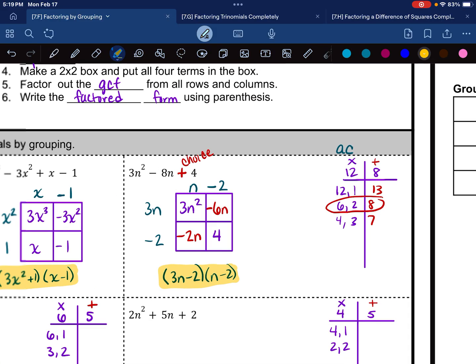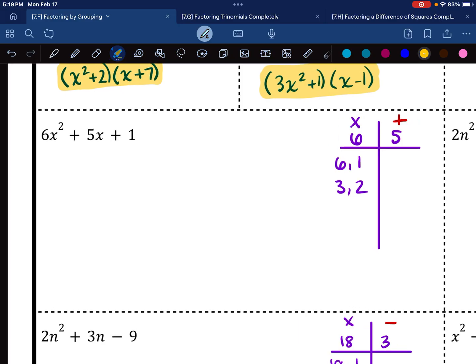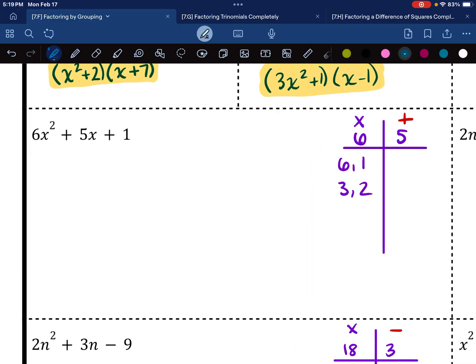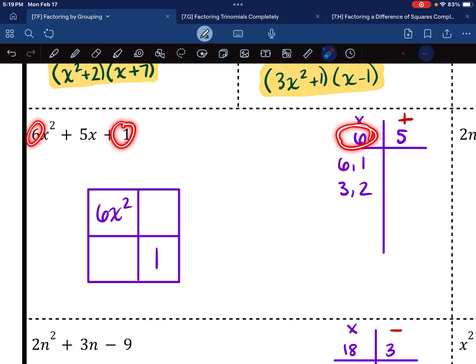A lot of you guys probably can do this pretty implicitly. Like by that third example, this is probably pretty simple for you. Hopefully at some point you can pause this video and try it on your own. See if you can do it, you know what I mean? So on this one, I could put my a term and my c term in the box. Now a times c, 6 times 1 is 6. And these are my factors of 6.